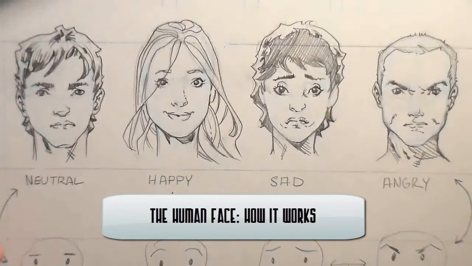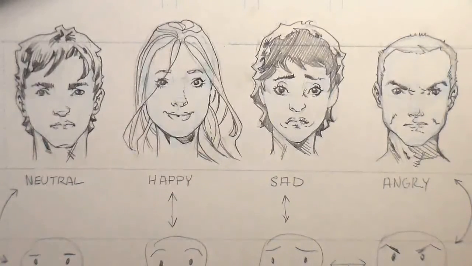There are a total of 42 muscles in the face, broken into subsections. The expressive muscles are controlled by the facial nerve, which is also known as the seventh cranial nerve. It emerges from the brainstem and also sends the sense of taste from the brain to the tongue.